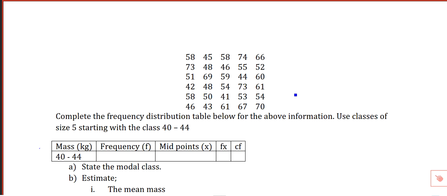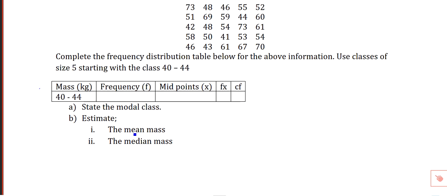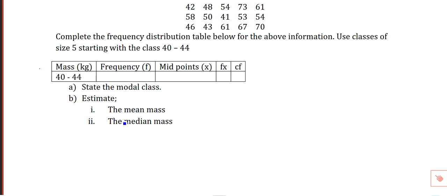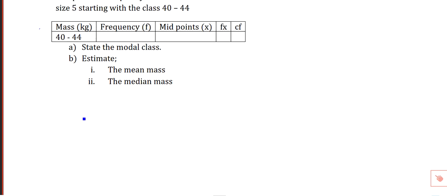And we are being told to use classes of size 5, starting with 40 to 44. So for us to come up with the frequency distribution table, we are given a tip here. So we shall just proceed on and complete the table.